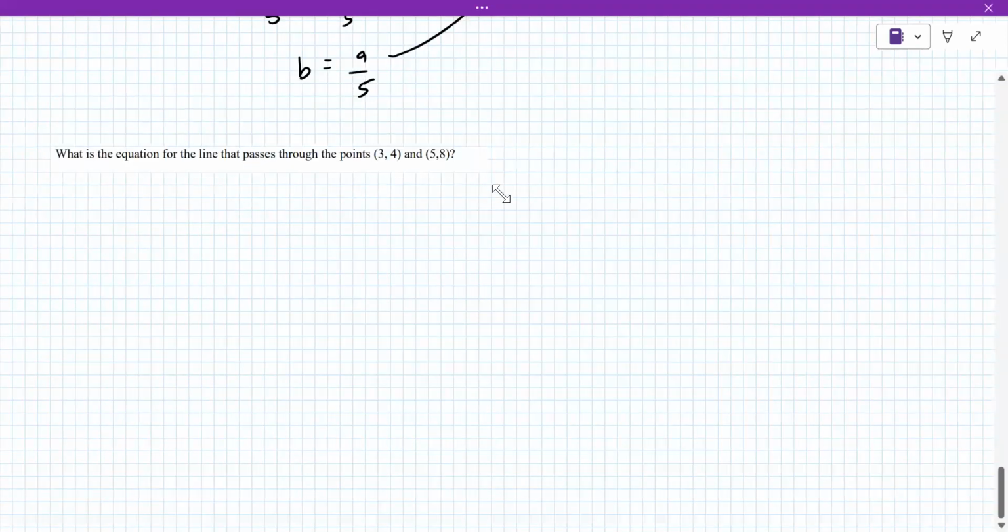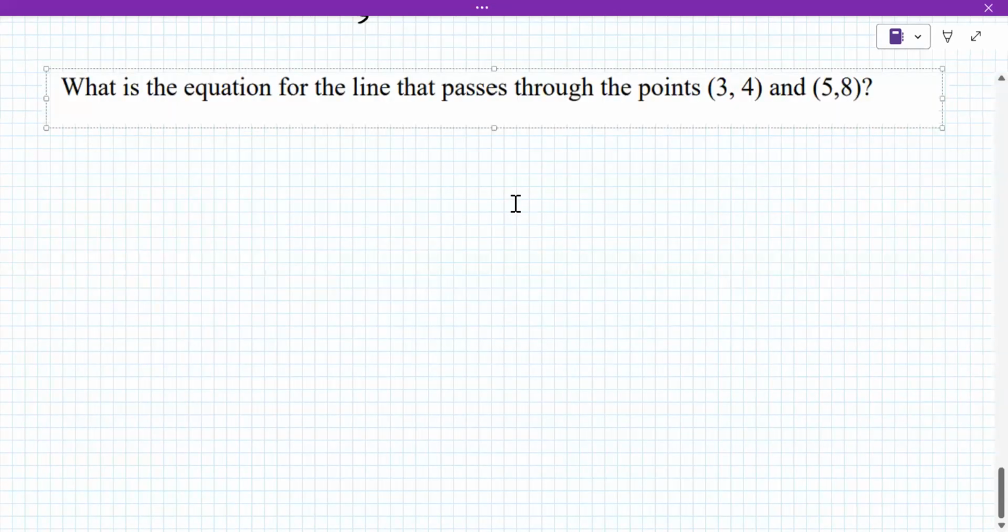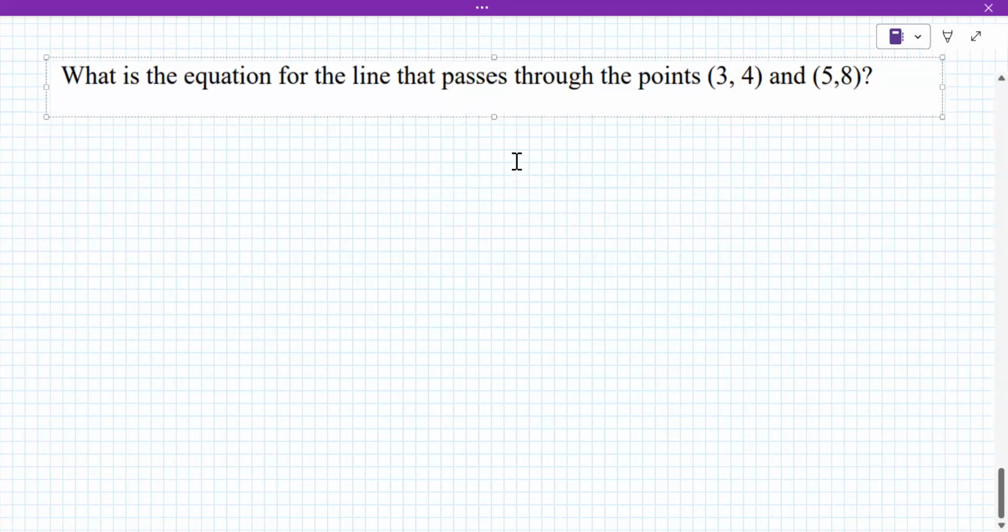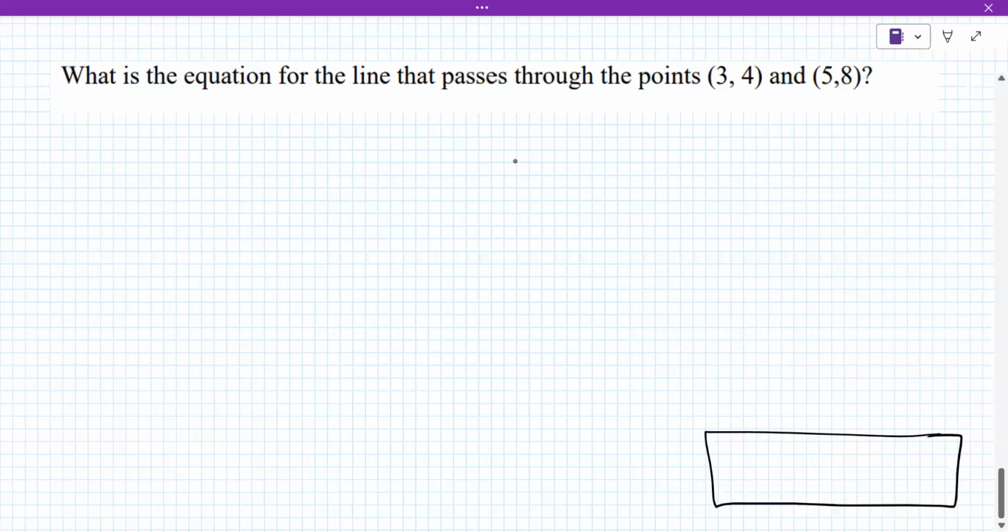It says, what is the equation of the line that passes through the points (3, 4) and (5, 8)? So what you have to do is find the slope. Wait, no, sorry, I read that wrong. I want you to work this all the way through. I'm just looking for the equation. Okay, we're going to take a full minute. There's no rush. We've got plenty of time. Do some problems.